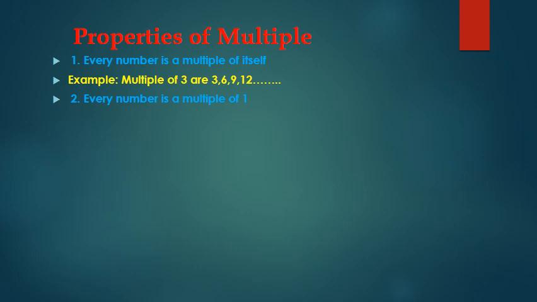The second property is every number is a multiple of 1. Well, let's see how. With the help of this example, 1 multiplied by 1 is equal to 1. 1 multiplied by 2 is equal to 2. 1 multiplied by 3 is equal to 3, and so on. So this way we can say that 1, 2, 3, 4, etc. are the multiples of 1. That is why we conclude that every number is a multiple of 1.